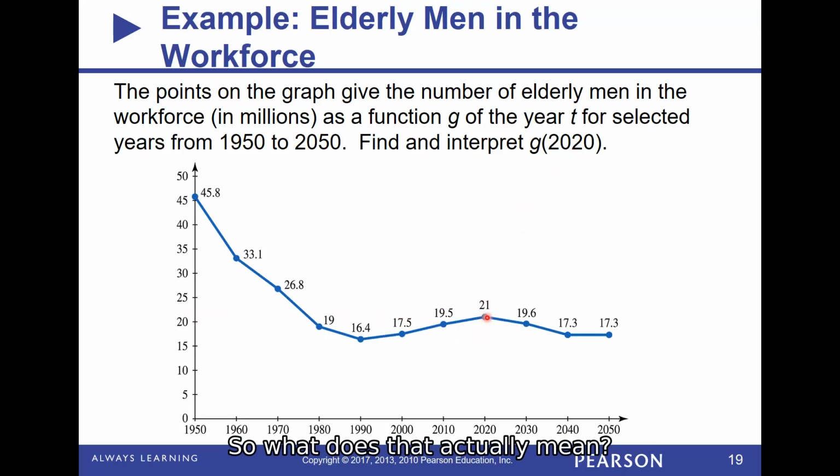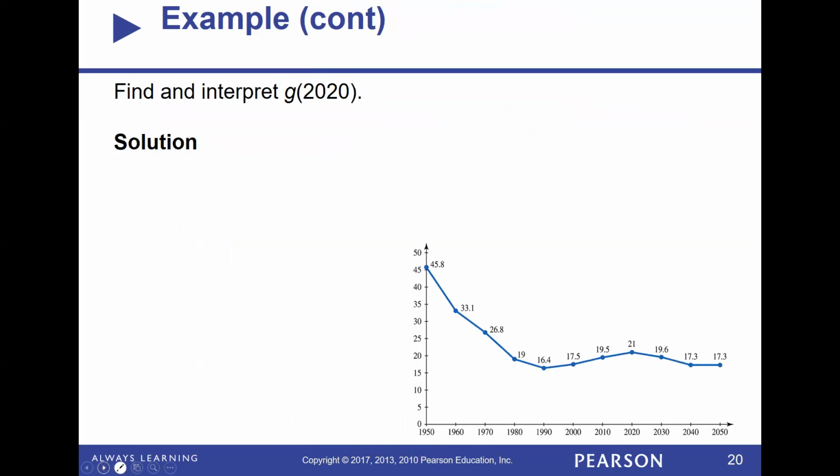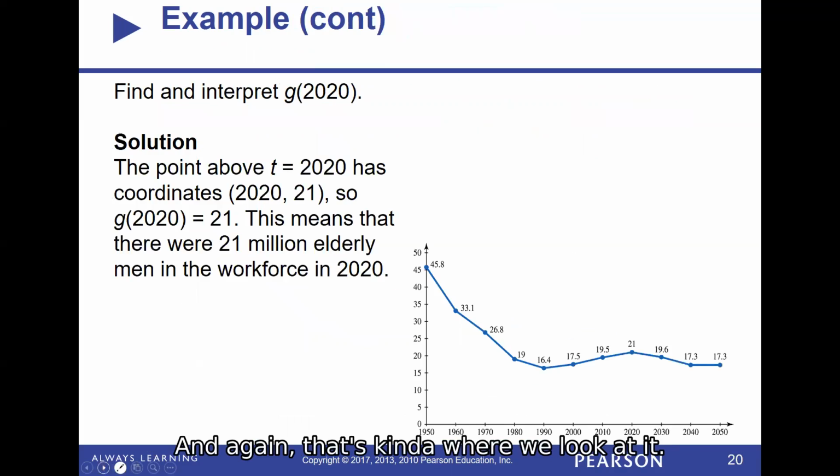So what does that actually mean? If I put in the year 2020 and the output's 21, what does this side over here represent again? Well, the points on the graph are given as the number of elderly men in the workforce in millions as a function of the year, time. Okay, now we call the function G, this is the name of the function, but T is our year. So in the year 2020, we have 21 million elderly men in the workforce. Okay. And again, that's kind of where we look at it.